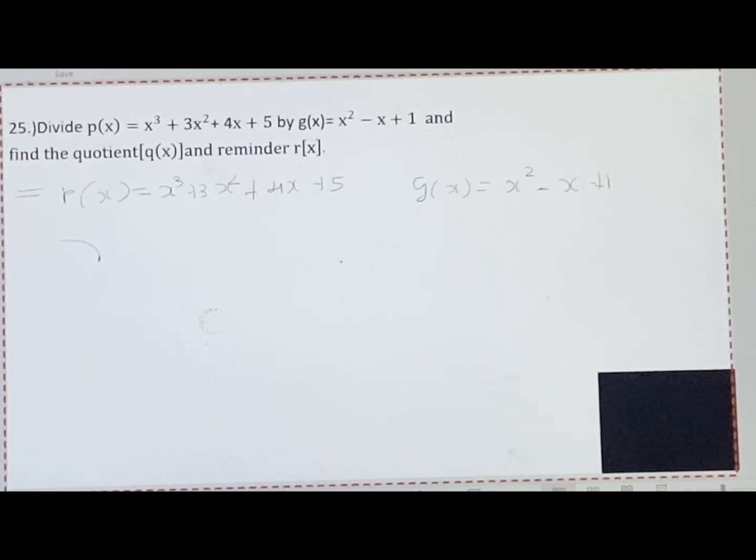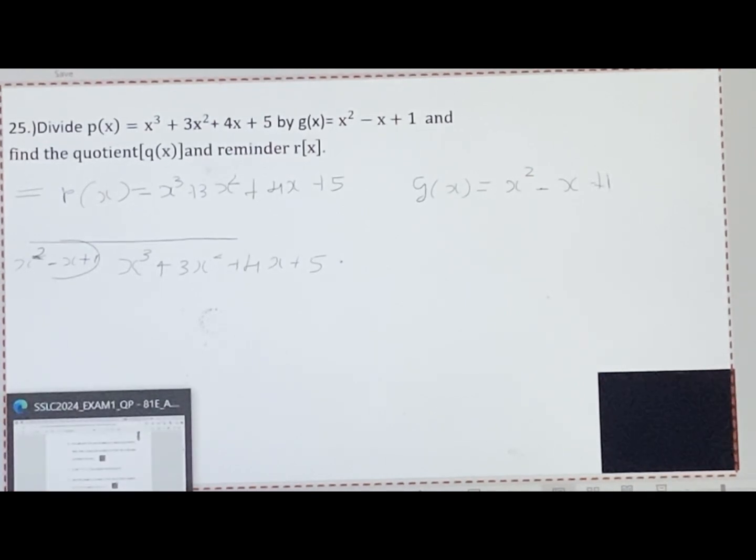So now I'll just write the steps here. Okay, so I'll write the dividend here. So dividend is nothing but p of x, x cube plus 3x square plus 4x plus 5. So divisor here is g of x, that is nothing but x square minus x plus 1. Okay, so this is the divisor.